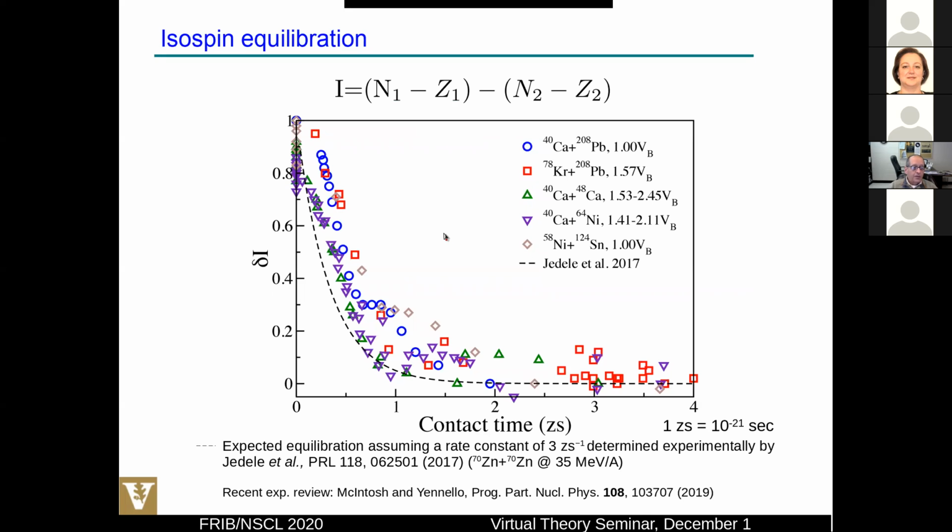So here we see the isospin equilibration phenomena. The quantity I, which is X in the previous slide, is now the difference N1 minus Z1 minus N2 minus Z2. So the N minus Z difference between the two fragments is a function of contact time. And as you see, these are 5 different reactions here: calcium 40 on lead 208, krypton, calcium 40 on calcium 48, calcium 40 on nickel 64, nickel 58, tin 124. So a very diverse set of reactions, and also multiple energies. Not all of them are single energy, but you have different energies in some of these systems.